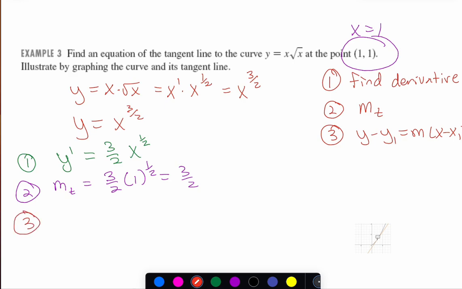So now we're ready to use the point-slope formula. We know the point, we know the slope. Now we're back to algebra class. y minus y1 equals m times the quantity x minus x1. That shouldn't be any magical thing. So it's just y minus y1 equals m times x minus x1.